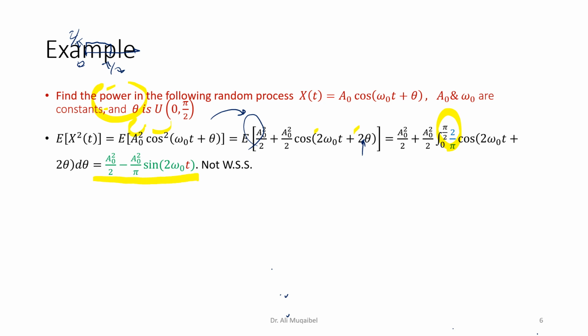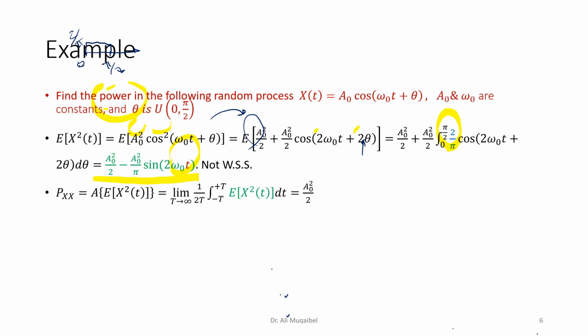Now notice that because we have limited the value of theta, this is not wide sense stationary anymore. You can see that the t, which is shown in red here, shows that there is a time dependence, and this correlation is not stationary.